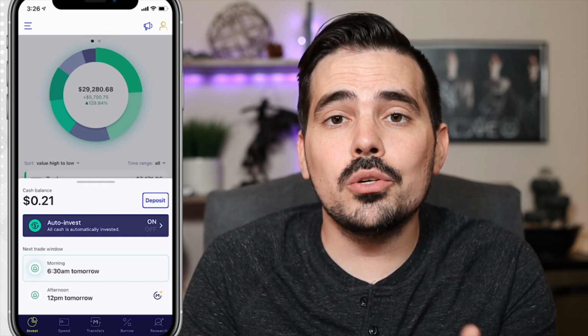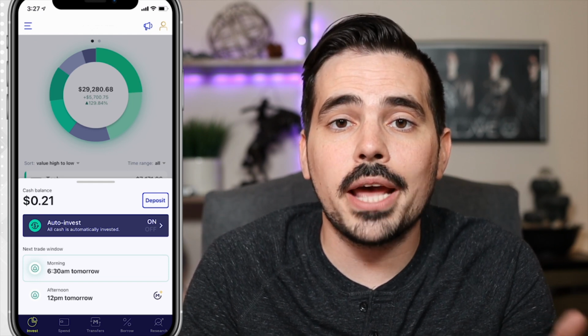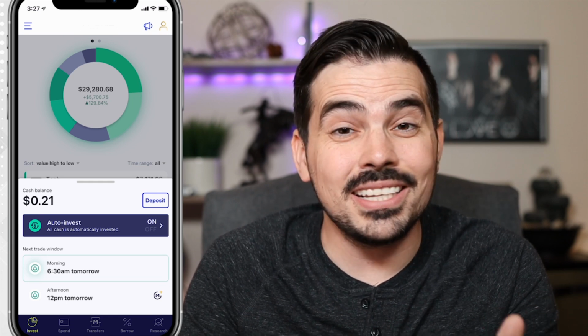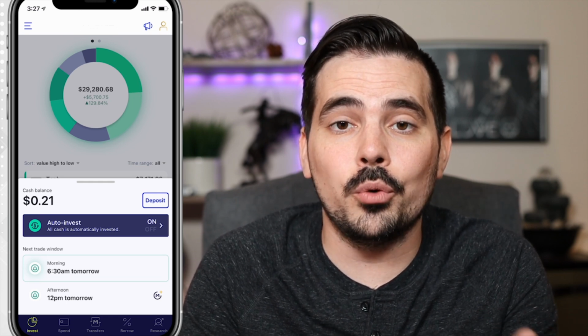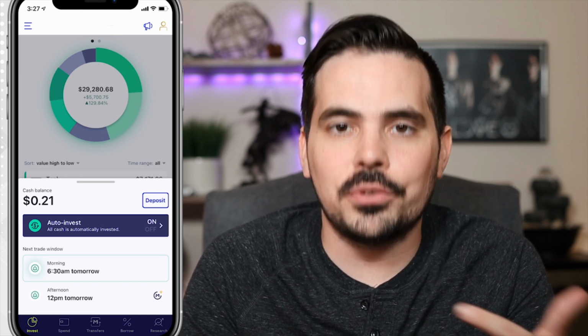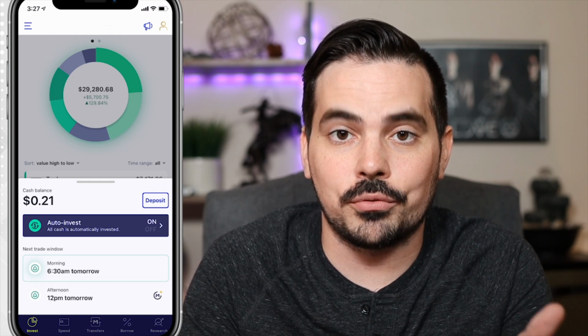So if you are somebody who has this M1 Plus feature, which again is that paid service, you will now have access to either a morning trade or an afternoon trade. Now the thing is, you can't actually choose which one when you are placing your deposit. You effectively have to put in your deposit after the morning trade has already passed to be able to use that trade in the afternoon.